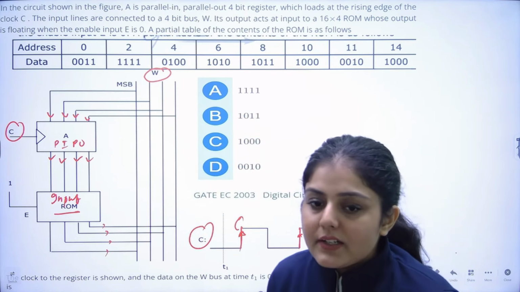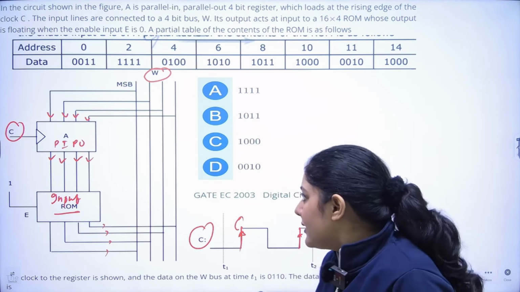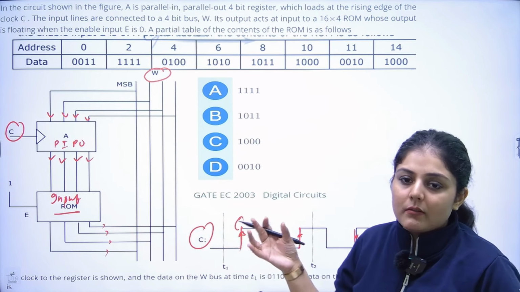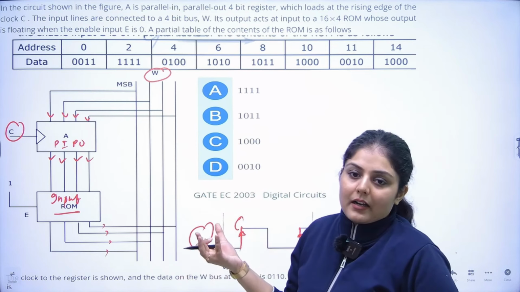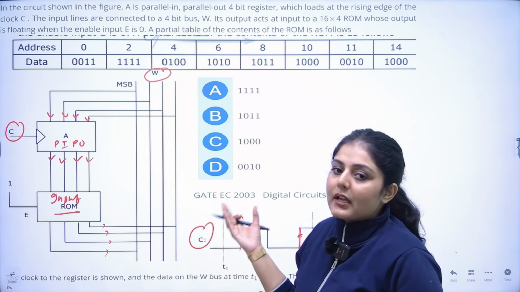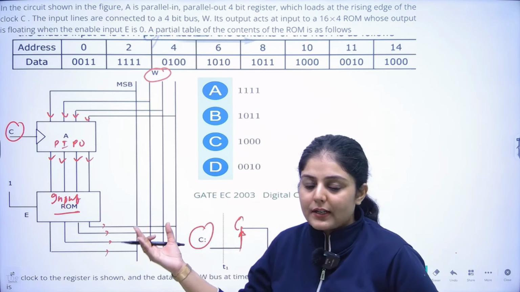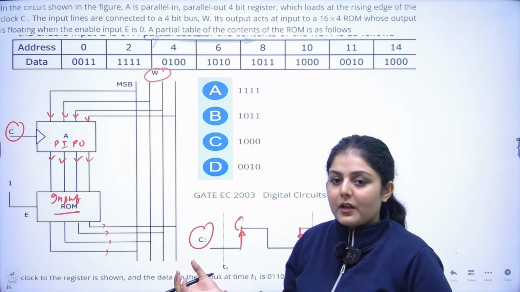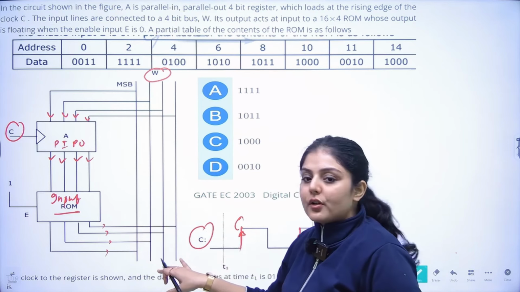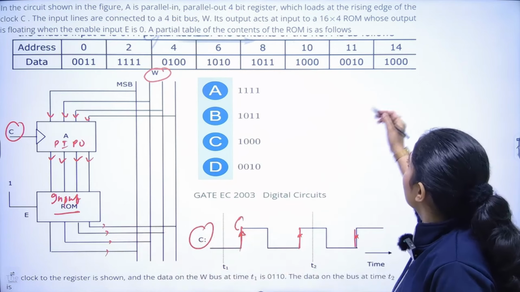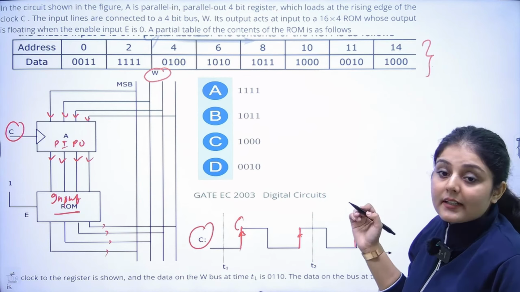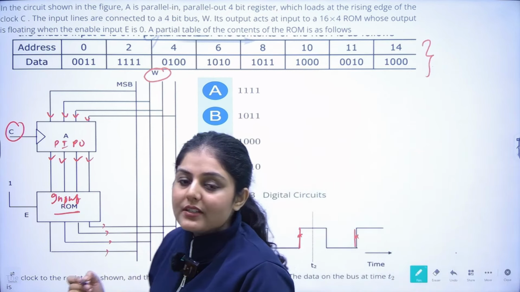So now the content of the ROM is given to us. What is this? This is a setup of a tiny microprocessor type. A parallel in parallel out register is there, the input of the register is connected to the bus, and the output is given to the ROM. Now the output of the ROM is connected to the bus. And this table is given, in which the address and the data of the ROM are given to us.